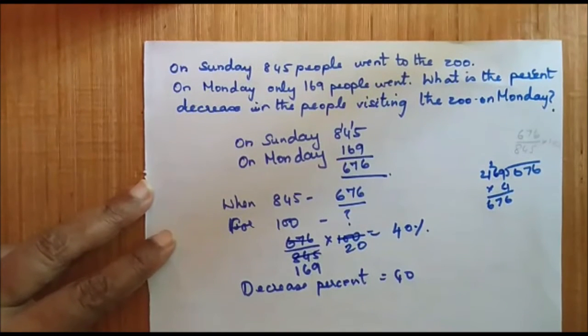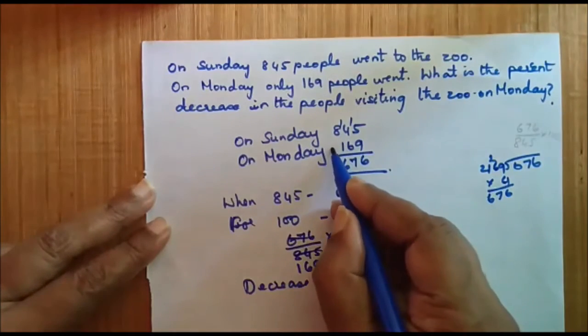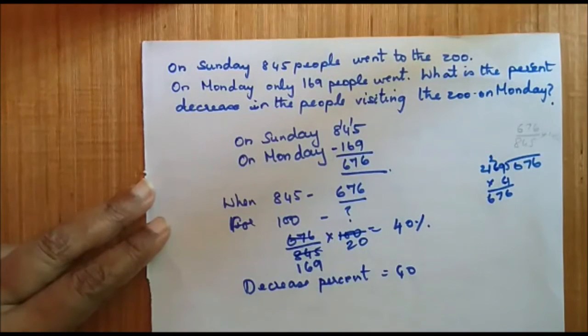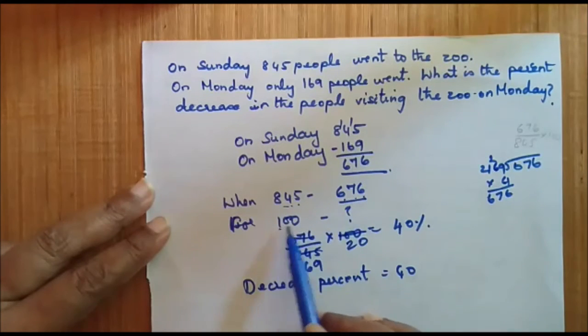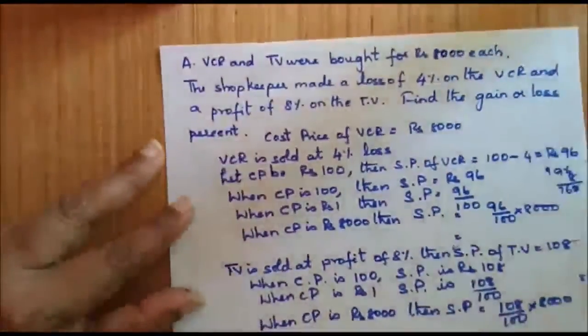That is, the number of people visiting Sunday is 845. The number visiting Monday is 169. So the number of people decrease is 676. So for 845 it is 676. Therefore for 100 it is how much? It is 40%. Okay. Now we will see another problem.